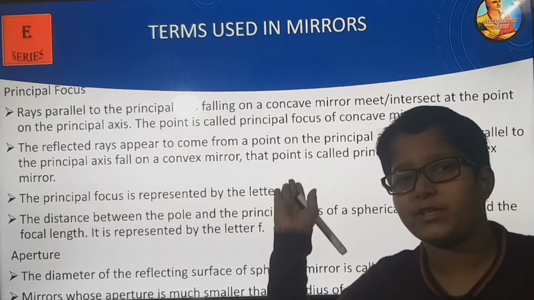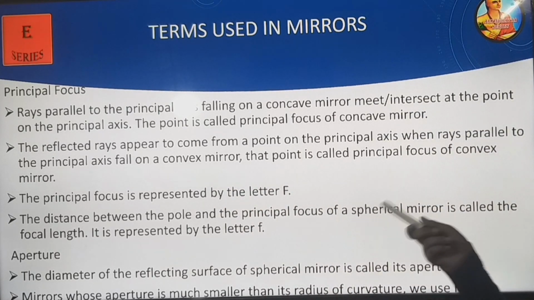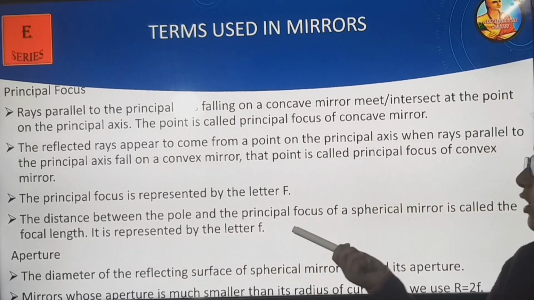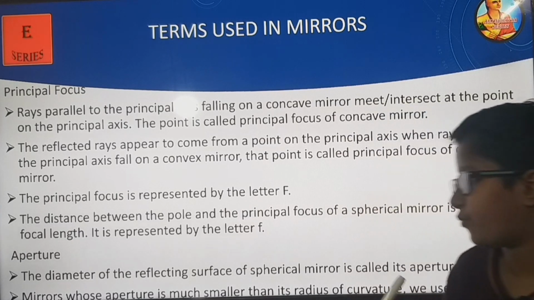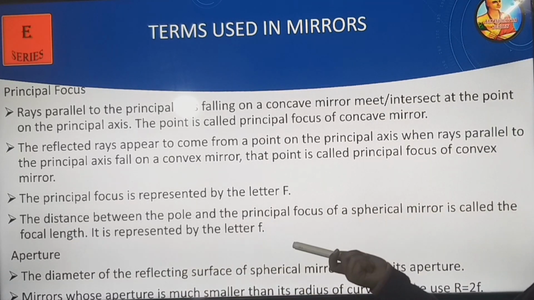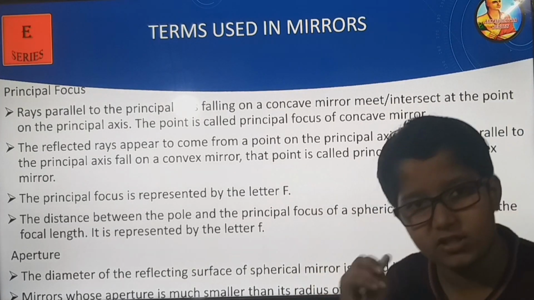Principal focus is represented by the letter F. The distance between the pole and the principal focus of a spherical mirror is called the focal length, as I have already told you. It's represented by the small letter f. As discussed earlier, the diameter of the reflecting surface of a spherical mirror is called the aperture, or the whole reflecting surface.